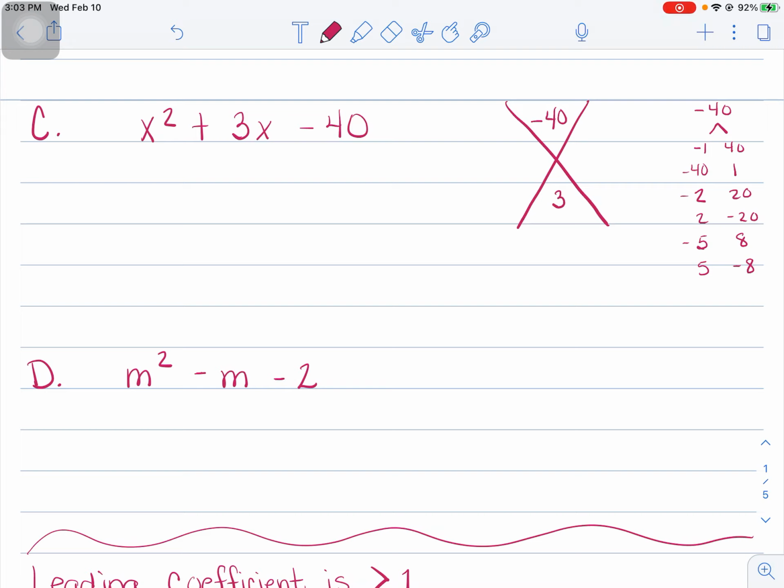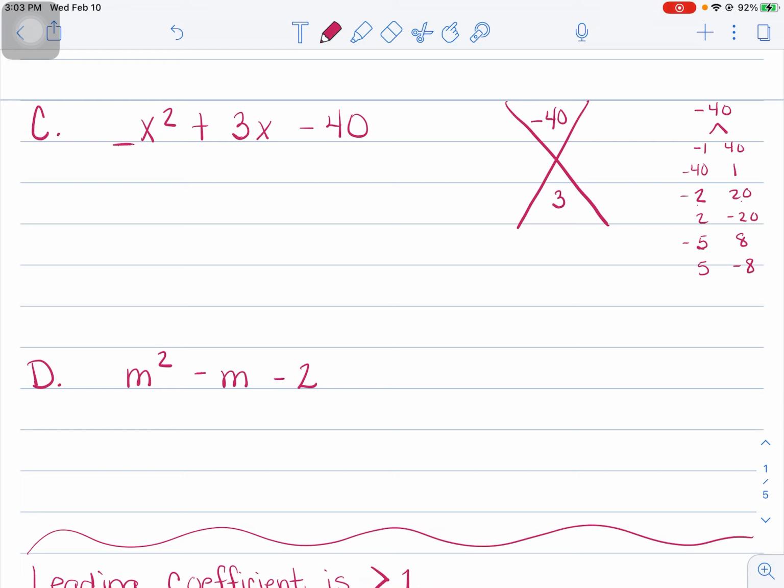Right, with C, I started here and multiplied my coefficient 1 and my last one, negative 40. So that's giving me a negative 40. I'm looking for things that multiply to get me 40 and add to get me 3. So if I think about, and I wrote my factors here, 1 and 40 won't work. So it doesn't matter really what the signs are. Negative 2 and 20 or negative 20 and 2 won't work because that won't get me the 3.